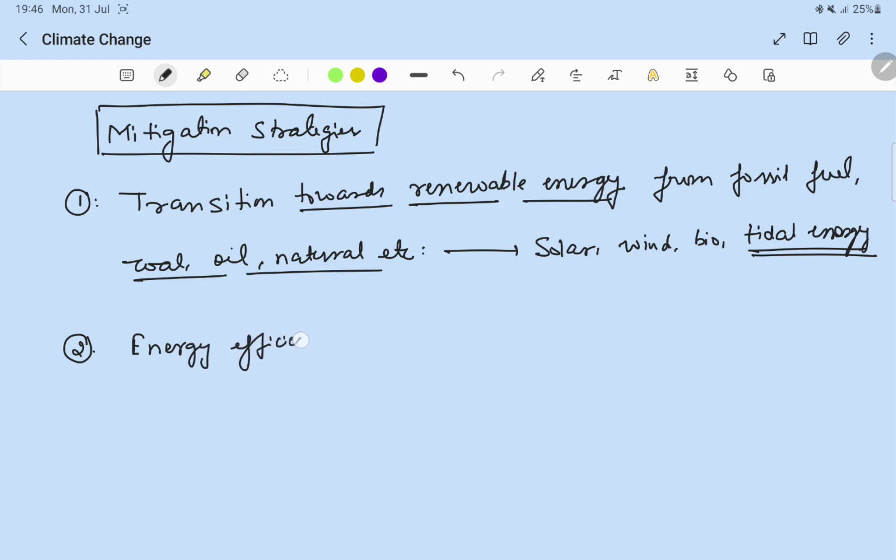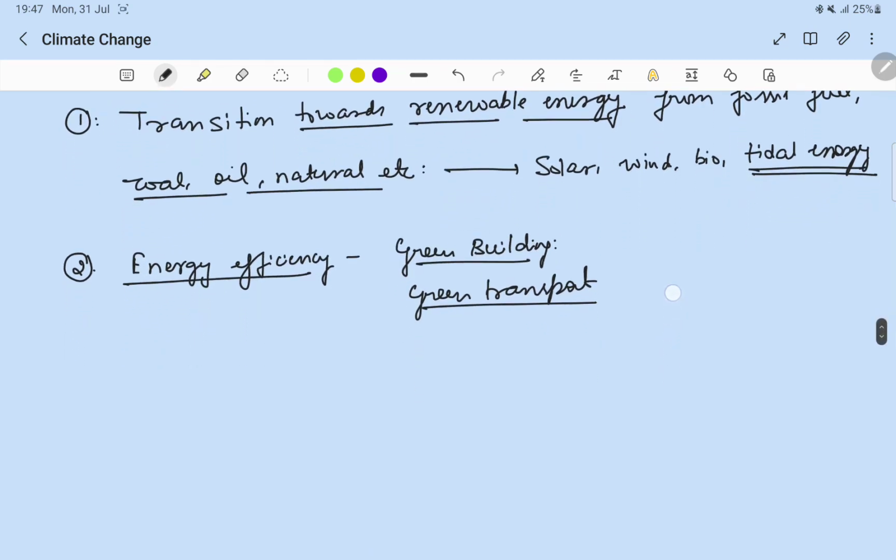Then we need to look for energy efficiency, like green buildings we need to focus upon. When we have a green building, it is possible to reduce the energy requirement. It is also possible with green transport. So these are important.